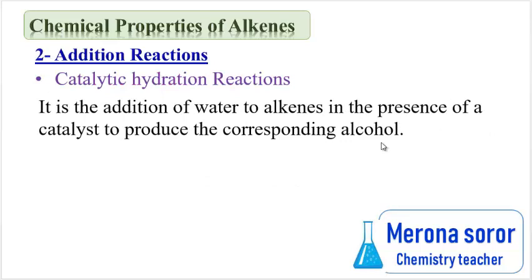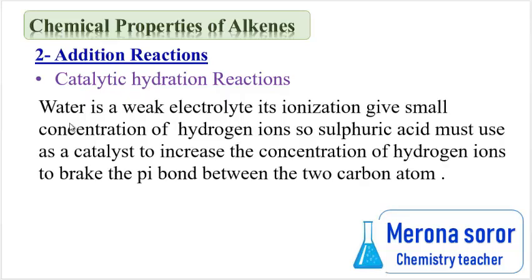It is the addition of water to alkene in the presence of a catalyst to produce the corresponding alcohol. Recall that water is a weak electrolyte. Its ionization gives a small concentration of hydrogen ion. So sulfuric acid must be used as a catalyst to increase the concentration of hydrogen ion to break the pi bond between the two carbon atoms.